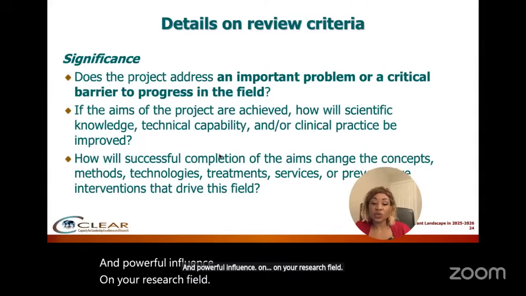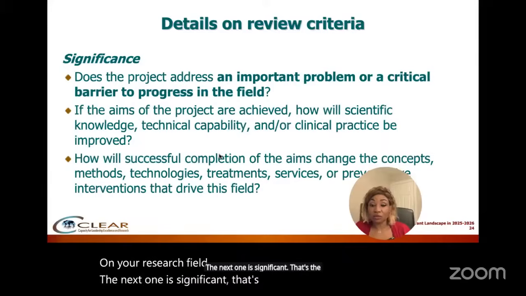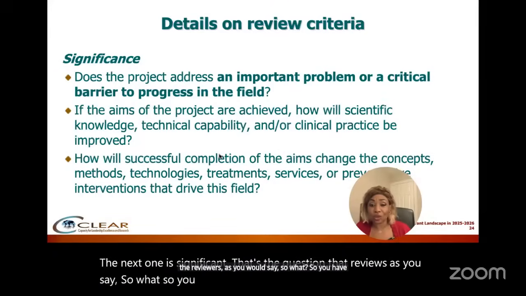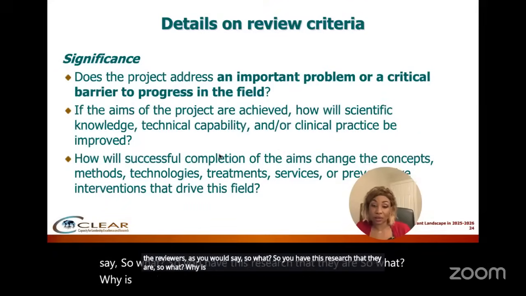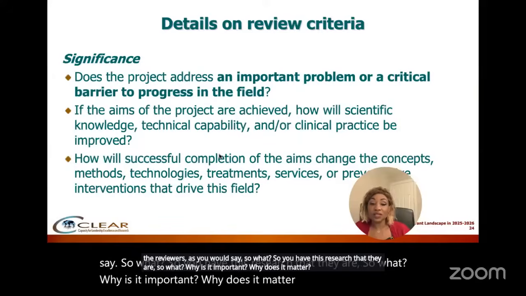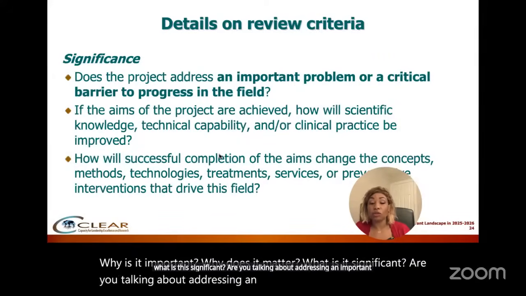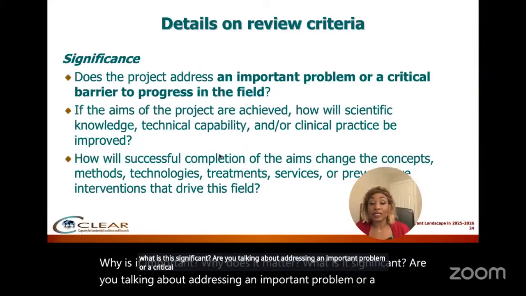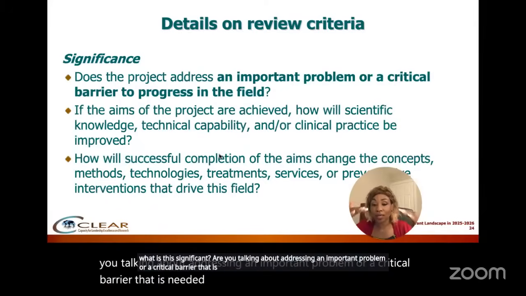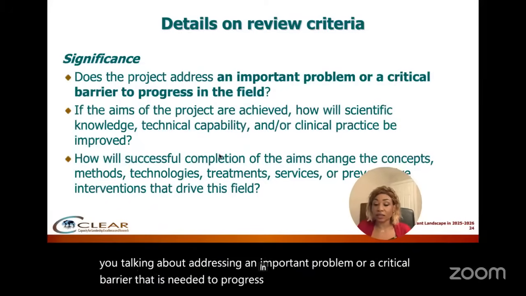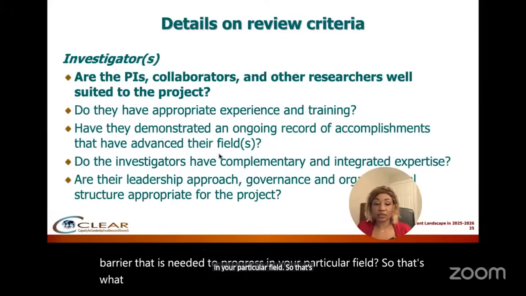The next one is significance. That's the question that reviewers would usually say, so what? So you have this research idea, so what? Why is it important? Why does it matter? Why is it significant? Are you addressing an important problem or a critical barrier that is needed to progress in your particular field? So that's what we mean by significance.